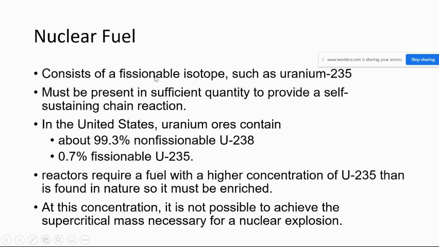The nuclear fuel then has a fissionable isotope, so it can go through this fission, such as uranium-235. It has to be present in a quantity that will provide that chain reaction. In the US, about 99% of that uranium is this type of uranium, and only 0.7% is this. That's why people are always like, well, we could make a nuclear bomb out of a power plant. You can't, because there's not enough of the material in there to make a bomb out of.